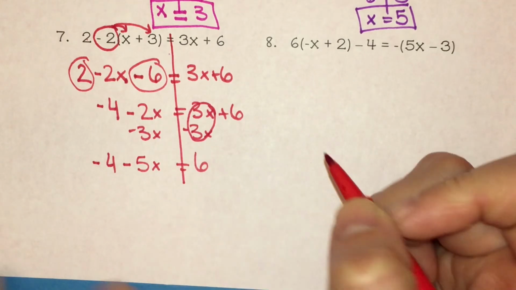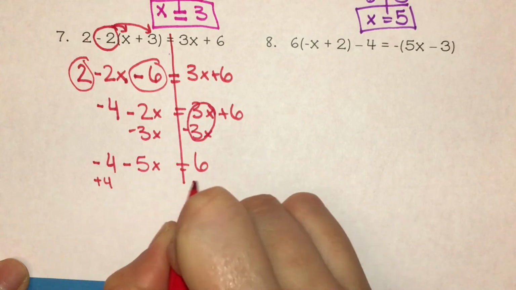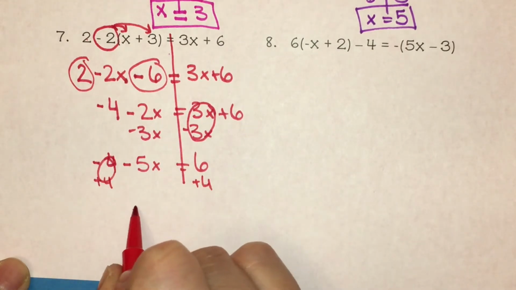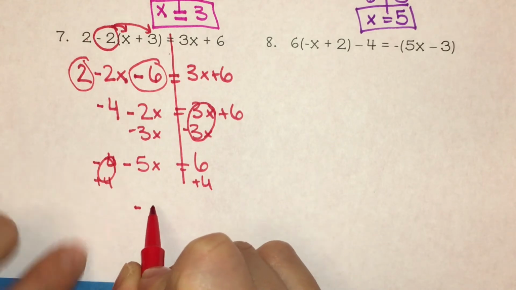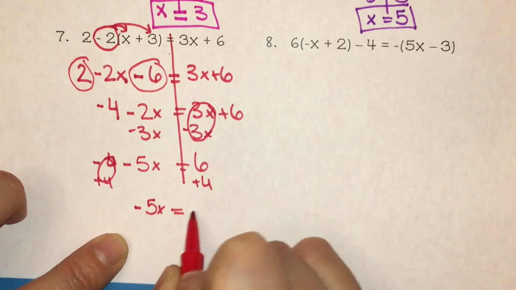We're left with 6. All right, I want to get rid of this negative 4 by adding 4 to both sides. Negative 4 plus 4 is 0. So bring down that negative. Don't forget that negative. The minus becomes negative. Negative 5x equals 10.